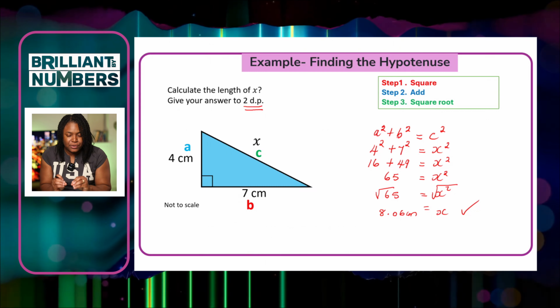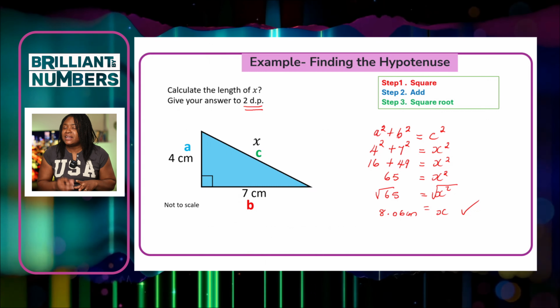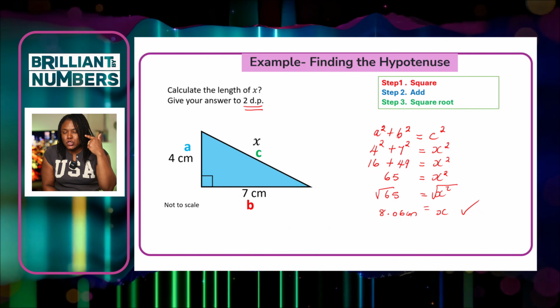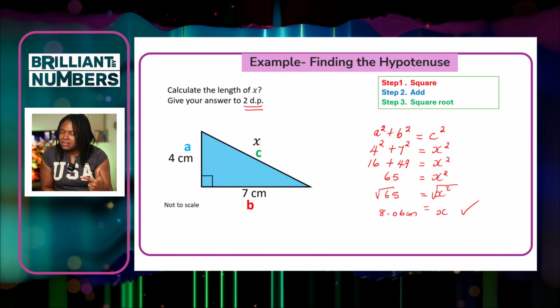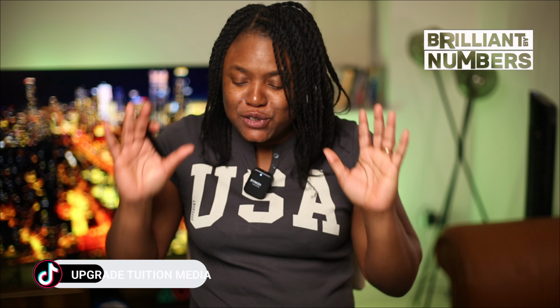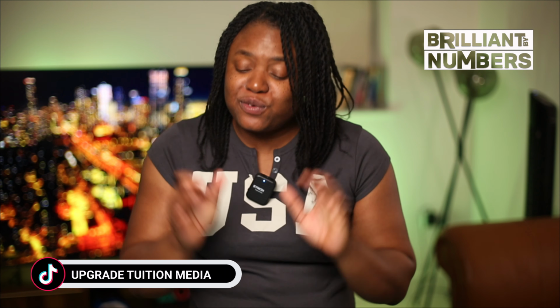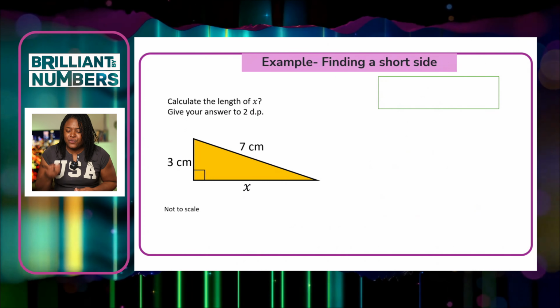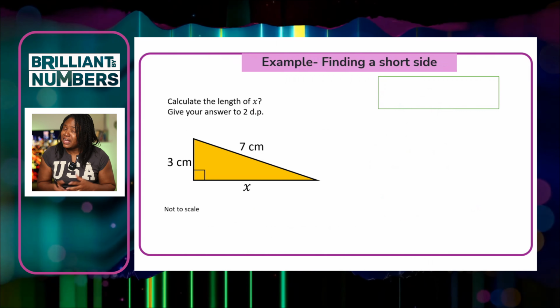Here is the little summary for this question. Once we are finding the longest side and we've written our formula out, we need to square, add, and then find the square root of the answer. Absolutely brilliant. Make sure that you write your example down, and of course you can play the video over to see this again. So now that we've done that, we're going to go on to finding a short side. What would we then do if we added when we were finding the hypotenuse?